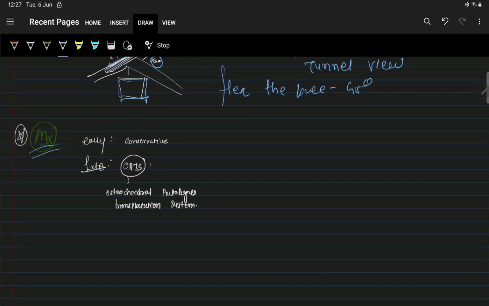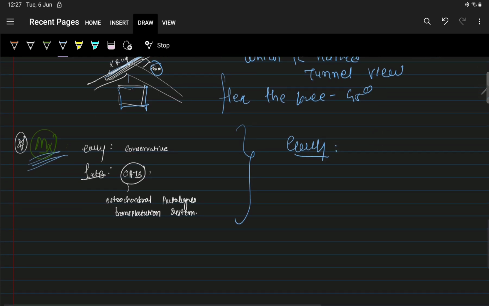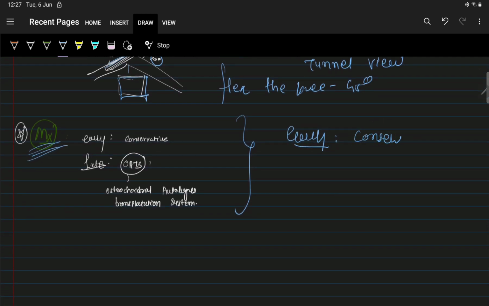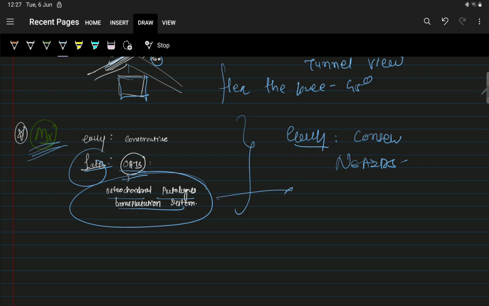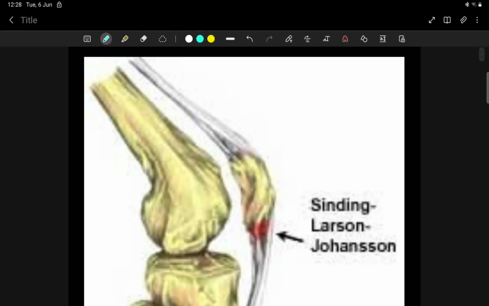Okay. What will be the management of this osteochondritis? Early osteochondritis we will manage conservatively, that is immobilization, etc. Pain relief by NSAIDs. Okay. The late is OATS, osteochondral autologous transplantation system. Okay. Now I'll show the X-rays of osteochondritis, which are important X-rays only.